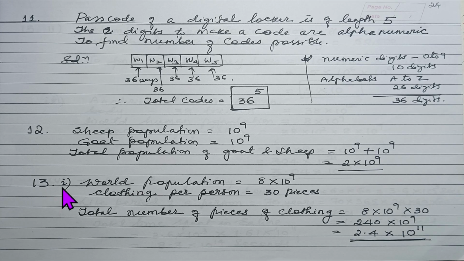Now coming to the 13th question, world population is 8 into 10 raised to 9, almost 8 billion. The clothing per person is 30 pieces of cloth, and therefore the total number of pieces of clothing will be 8 into 10 raised to 9, that is the population, into 30 pieces, and that is 8 times 3 is 24, 240 into 10 raised to 9, or 2.4 into 10 raised to 11 clothings. So that much total clothing will be required.